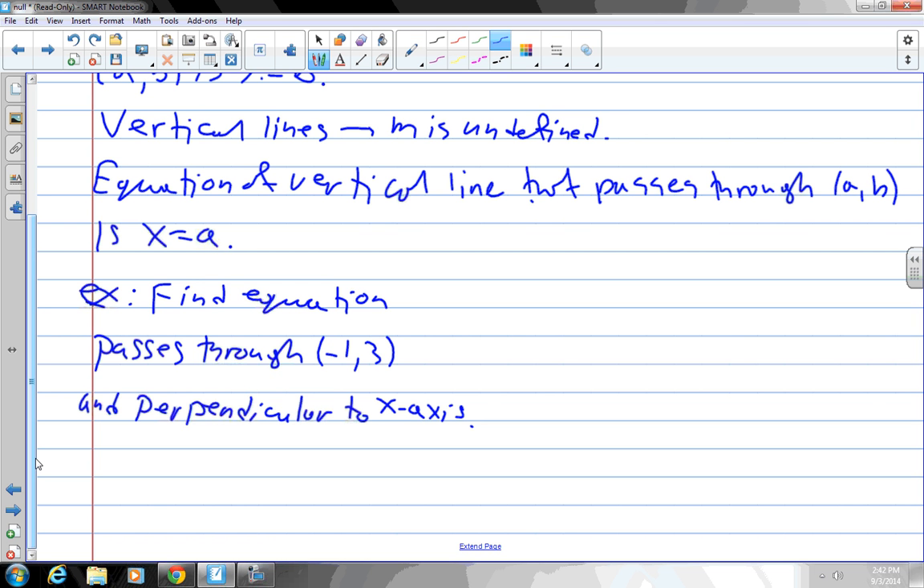But will that line be perpendicular to the x-axis? If it's y equals 3, it's like that, right? So it's parallel to the x-axis. I want it to be perpendicular to the x-axis. Well, you're thinking correctly. It's going to be one of the weird ones. x equals -1. Because the graph of this line, here is (-1, 3), and here's the x-axis. So in order for it to be perpendicular, it has to be vertical. So yes, the equation of the vertical line is x equals -1.